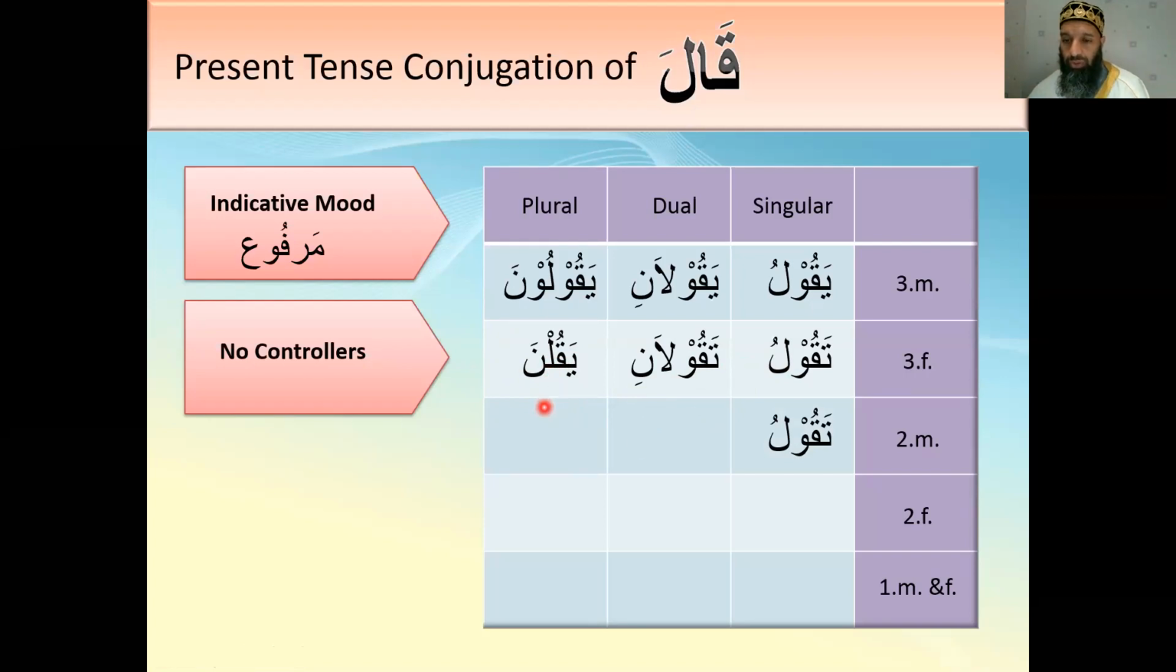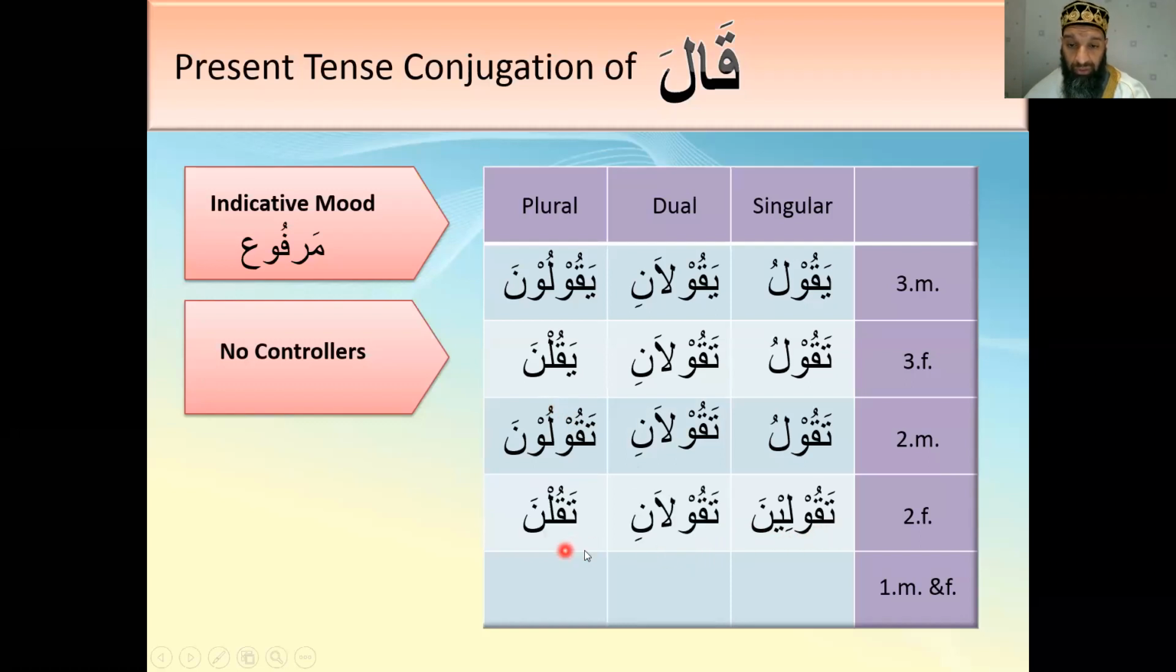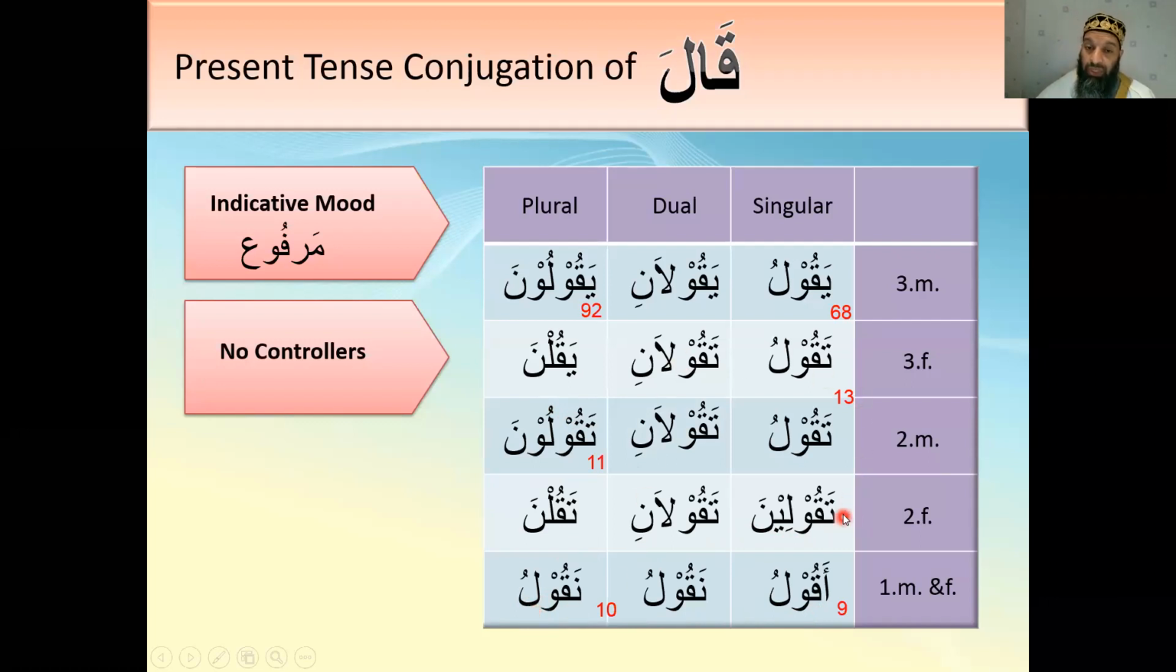So taqulu, taqulani, taquluna, taqulina, taqulani, taqulna, aqulu, naqulu. Again. So that was what happens in present tense with a weak verb. You have to make some adjustment there. But that's all the combinations for the verb qala.